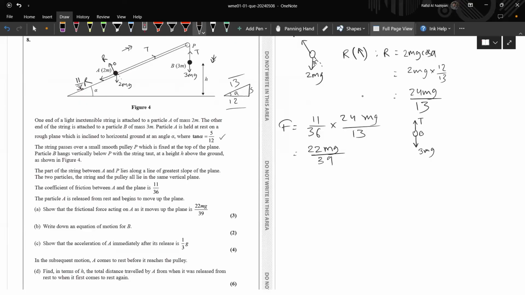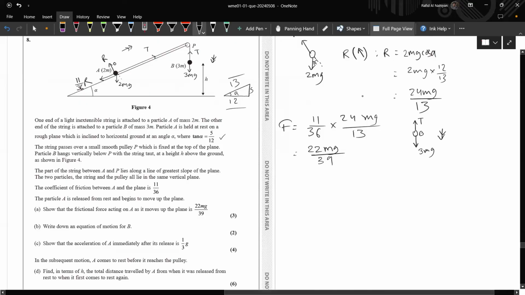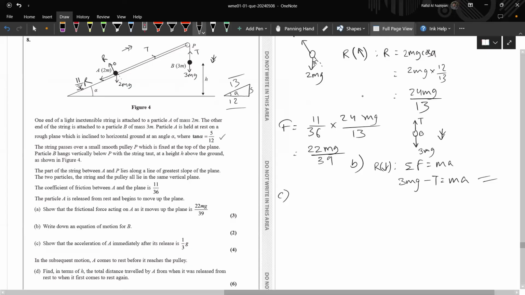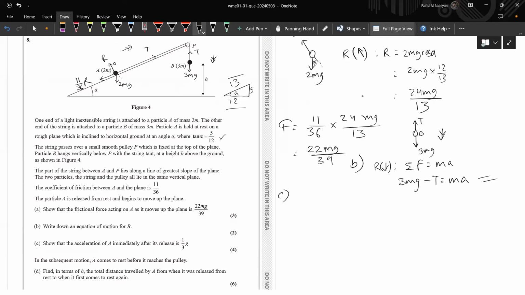So these are the forces acting on B, and I know that it's moving downwards, and it's accelerating downwards. If I resolve downwards, and take the resultant force equal to ma, I can say that 3mg minus T is equal to ma. I think that should just be the answer. That is 2 marks right there. This is the answer for part B. Now part C says, show that the acceleration of A immediately after its release is 1/3 of g, the acceleration due to gravity.